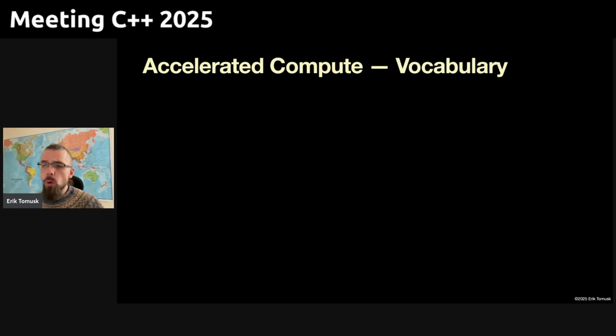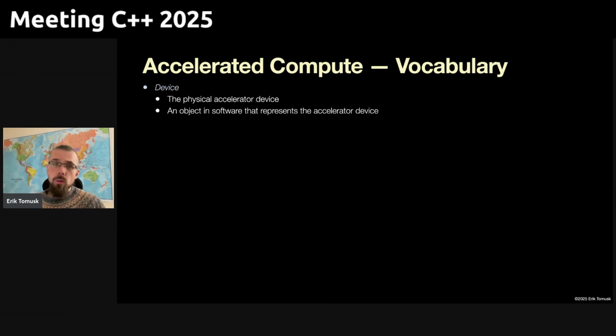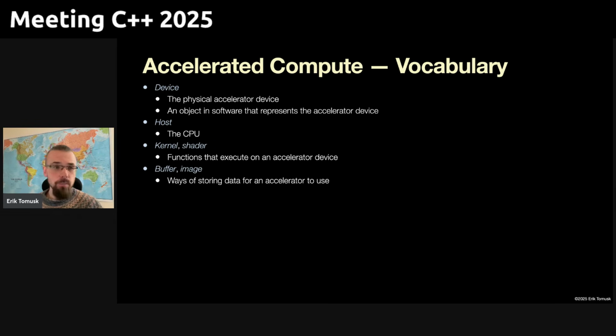Now I'll briefly go over some accelerated compute vocabulary. When we talk about a device, this usually refers to a physical accelerator device, like a GPU, but it can also refer to a software abstraction of that device. When we talk about the host, this refers to the CPU. When we talk about kernels and shaders, these are special functions that execute on the accelerator device. When we talk about buffers and images, these are ways of storing data for the accelerator to use.